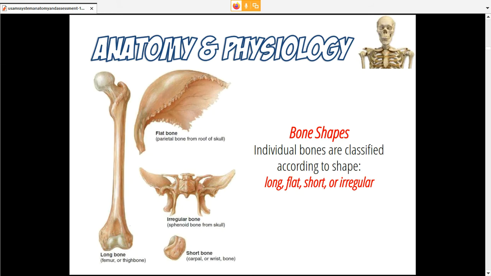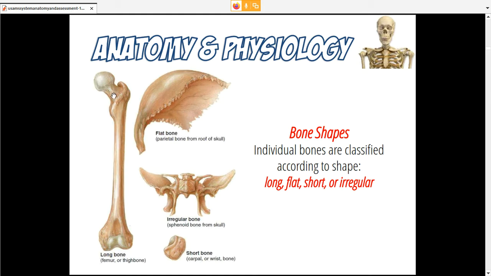Then coming to the bone shapes, individual bones are classified according to the shape: long bones, flat bones, short bones, and irregular bones. In most examinations, if they ask the classification of the bones, you need to write according to the shape. It has been classified as long bones, flat bones, short bones, irregular bones, pneumatic, and sesamoid bones. I will explain you one by one.